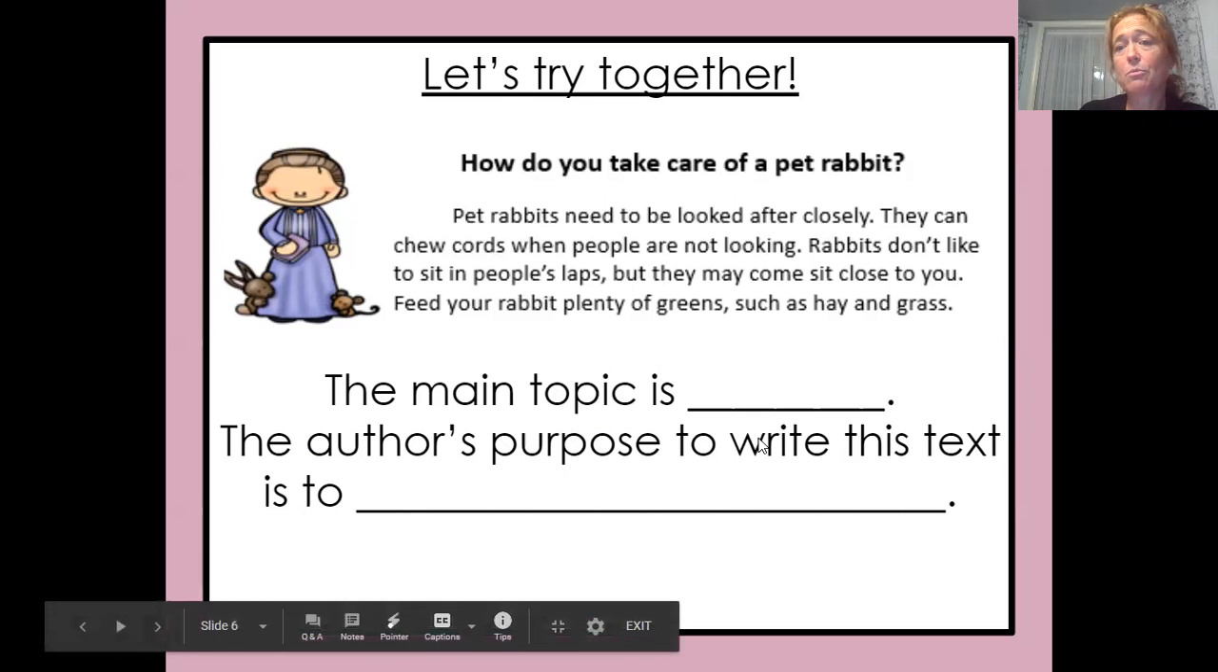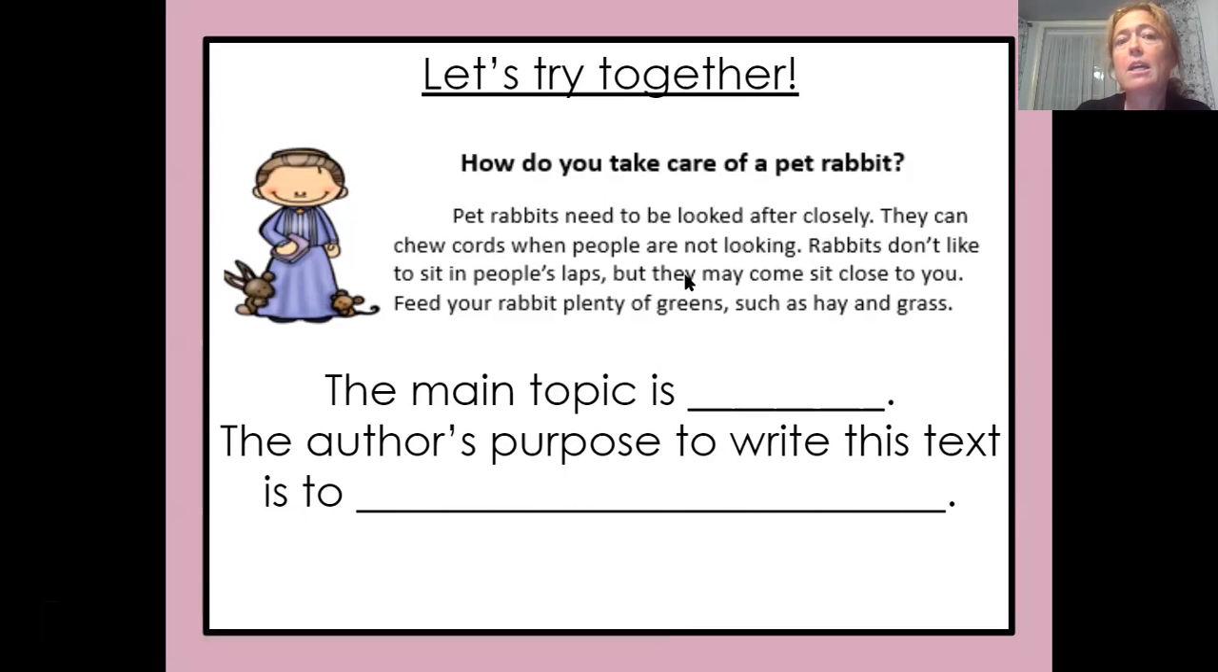The author's purpose to write this text is to explain how to do something, right? The author is explaining to you how to take care of your pet rabbit. The author said that you must feed your rabbit plenty of greens, such as hay and grass, and that you need to look after your rabbit closely.